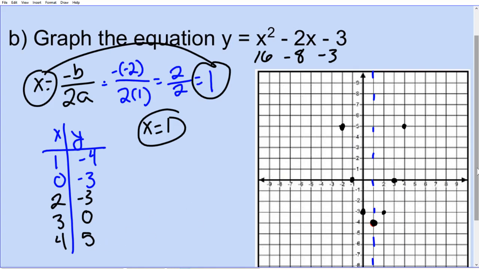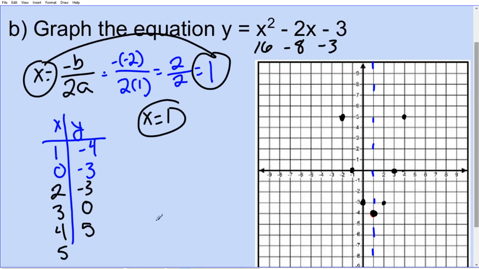I'm not sure if 5 is going to fit. I don't think it will, but I'm here. I might as well do it. If I plug in 5, 5 squared is 25. 25 minus 2 times 5 is 10, minus 3. That gives me 15. 15 minus 3 is 12. No, that doesn't fit. Okay, so I have now my parabola.